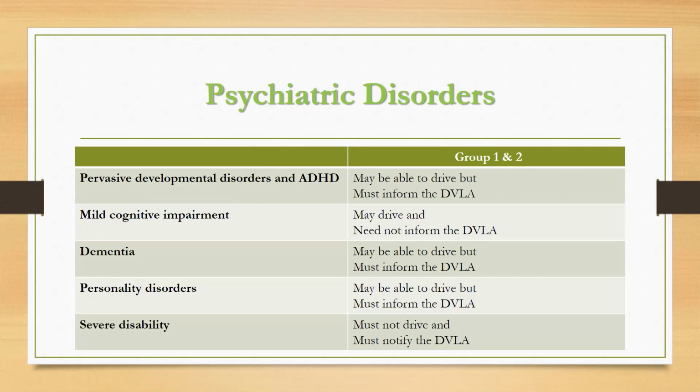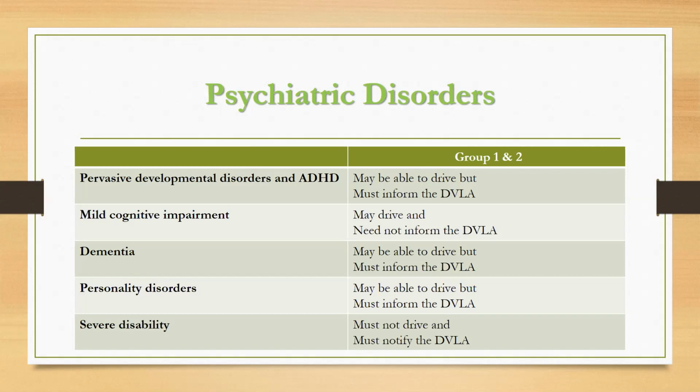If the patient has mild cognitive impairment, the patient may drive and he doesn't need to inform the DVLA. So this is the first one in the psychiatric disorders where the patient doesn't need to inform DVLA. If the patient has dementia, he may be able to drive, and it will depend on the severity and the stage of dementia, and he should inform the DVLA.